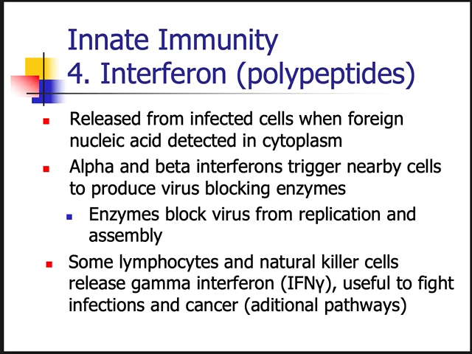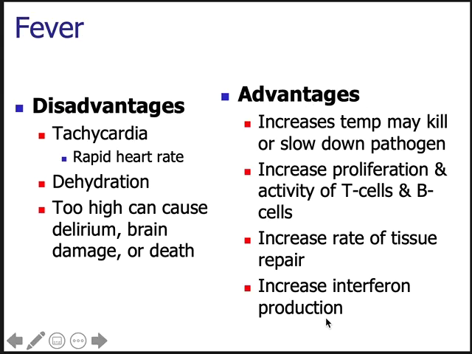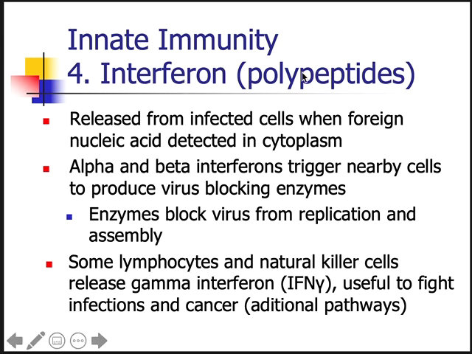I told you we would talk about interferon. So here, advantages: increased interferon production. So what is interferon? It's a polypeptide. It's released from infected cells. So when a cell detects foreign nucleic acid, like DNA, but it could also be RNA, in the cytoplasm, it's like, well, what is this? We have an invader.